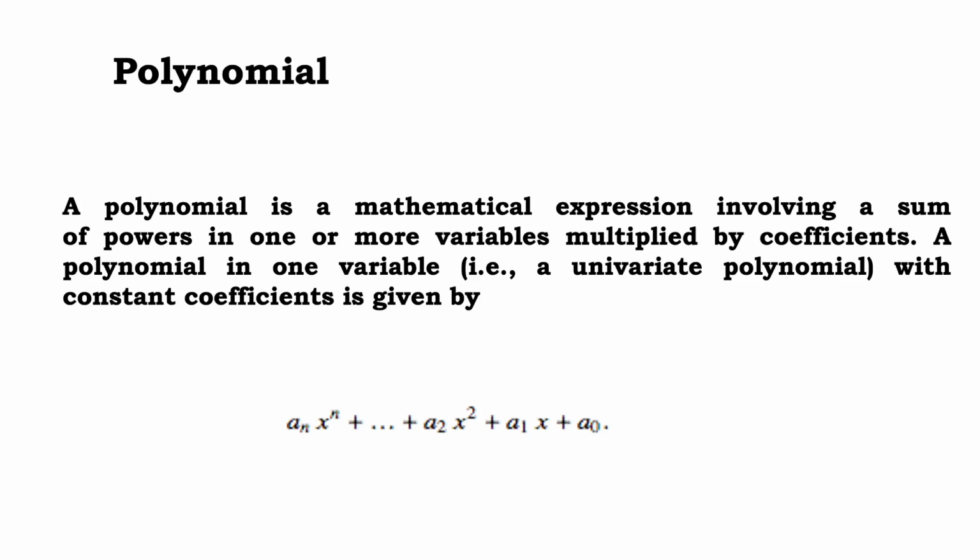First we are starting with the terminology that's known as polynomials. A polynomial is a mathematical expression involving the sum of powers of one or more variables multiplied by coefficients. Here a_n, a_(n-1), a2, a1, a0 are known as coefficients. a_n is the coefficient of x to the power n, a2 is the coefficient of x square, a1 is the coefficient of x, and a0 is known as the constant term.